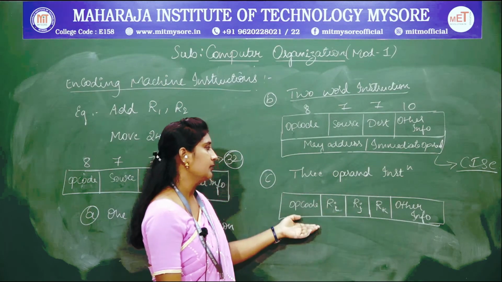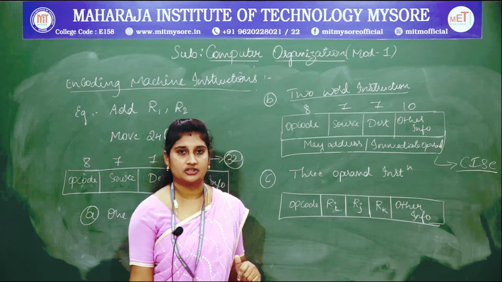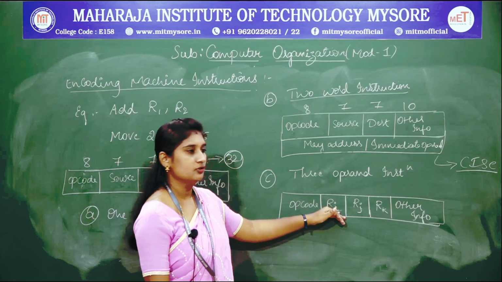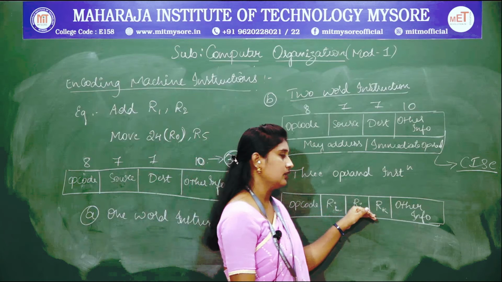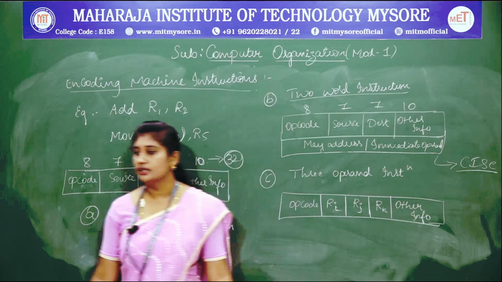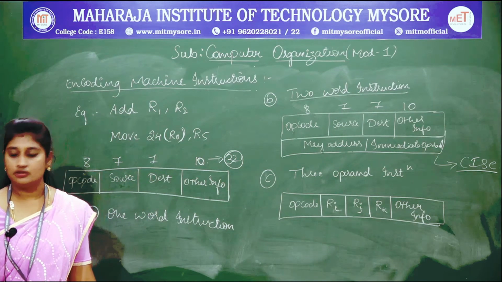Fine. And the last type is if you are using 3 operands in a single instruction. Again you can reserve bits for the opcode. R1 is for the first register, R2 the second register and R3 the third register, and finally the other information you can carry. Fine. Understood?